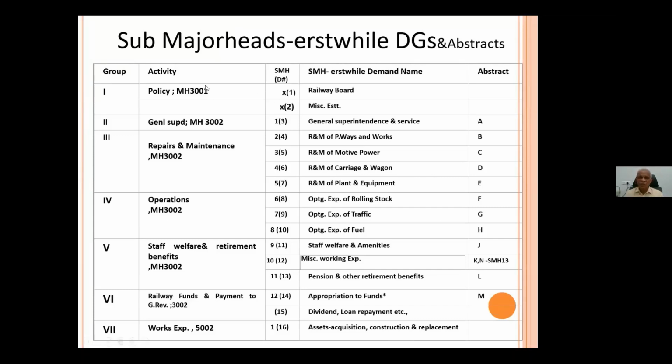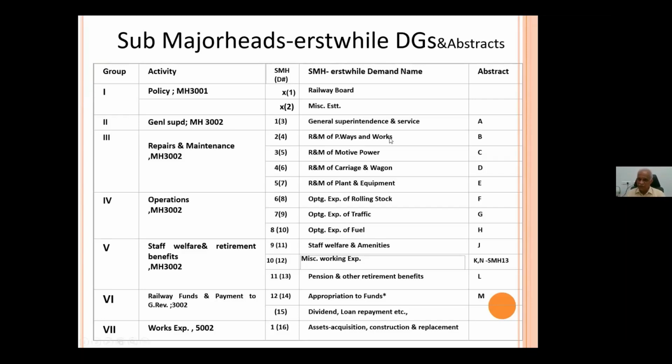For your information, under 3001, miscellaneous expenditure, Railway Board and miscellaneous establishments will be there. Leave it. Under 3002, say for example, earlier demand number 03, but now sub major head 1, general superintendence and surveys. What will come? What projections do you give? It is related to the requirement of the zonal railway headquarters and divisional headquarters. Only divisional headquarters and divisional branch offices. Zonal railway headquarters, GM office, and the PHODs. Their officers and staff and their requirements. That only will be projected under this, and we will be booking the expenditure under abstract A.